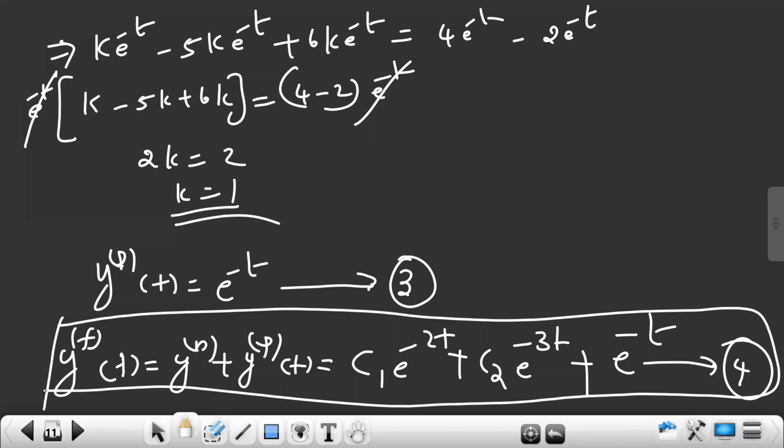Now to find C1 and C2, what you will do? You will apply the initial condition. And how many initial conditions we need to apply? We need to apply 2 initial conditions because there are 2 constants C1 and C2. So students, all of you, first you apply your initial condition y f of 0 equal to 0. This is your first initial condition.